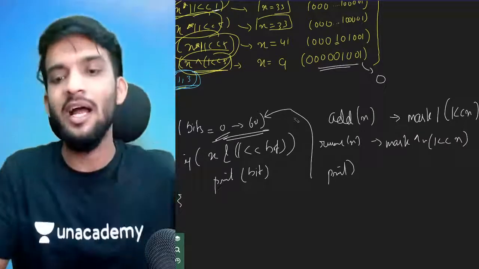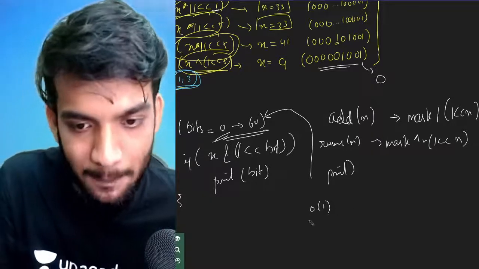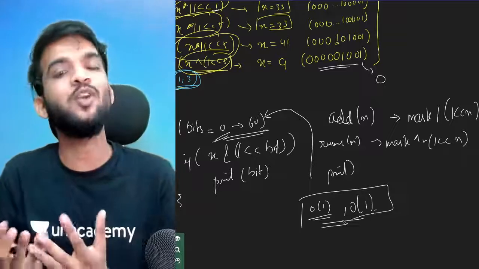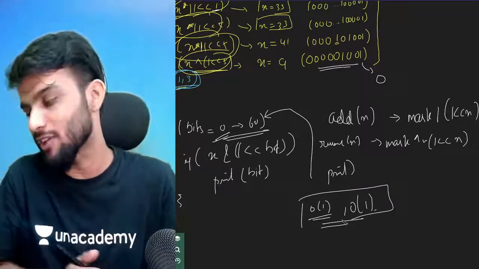Perfect, clear hai? And all in O(1) time complexity and space complexity. This is what a bit masking is. This is what we call a bit mask when we store everything in numbers.